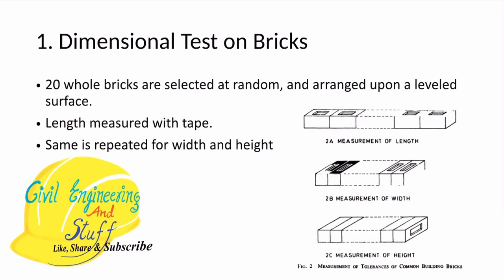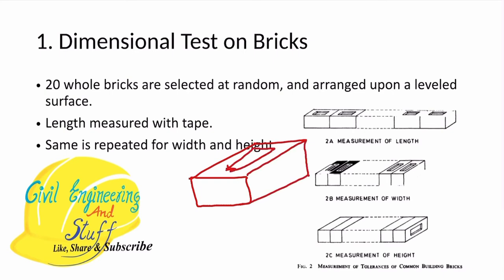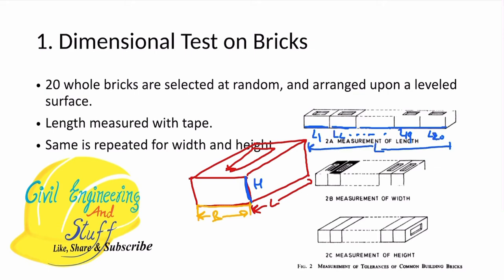So we have a brick, right? Let's say this is a brick. This will be the length of the brick, and let's say this is the width of the brick, and this is the height of the brick. If we want to assess the length of the brick, then the bricks will be arranged along the length. So this is your L1, this is your L2, and likewise L19, L20. So 20 bricks will be arranged along the length, and the cumulative length will be measured.